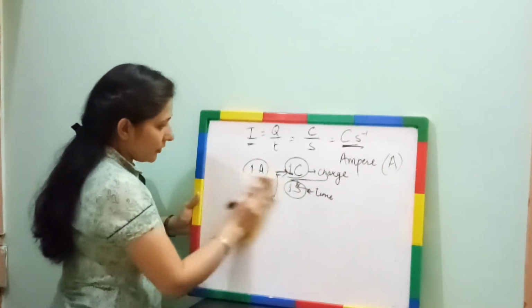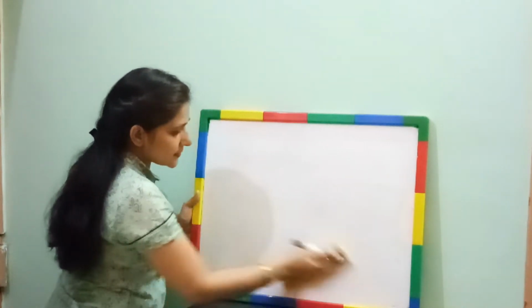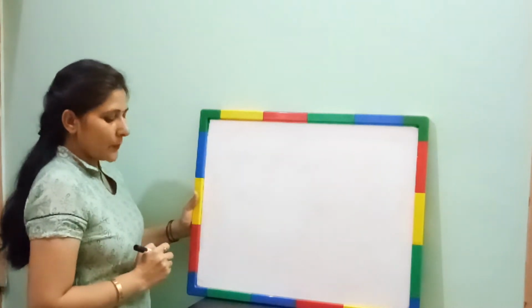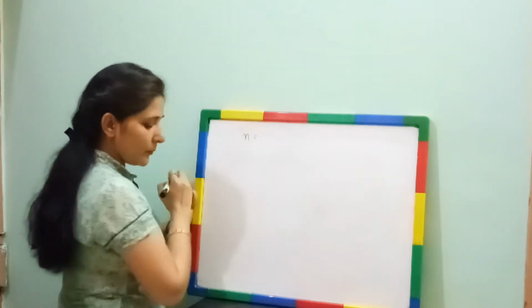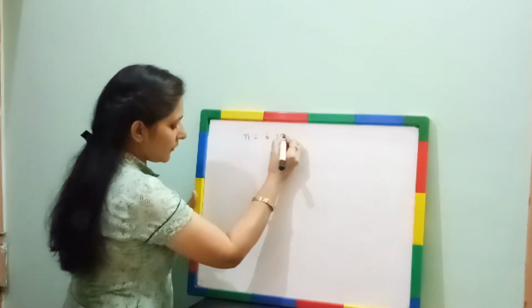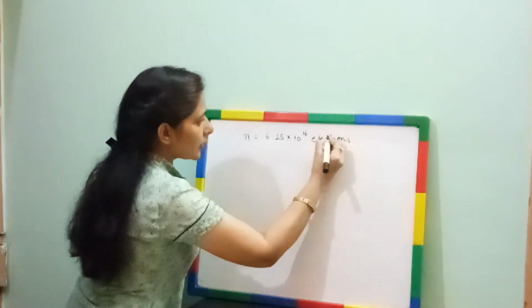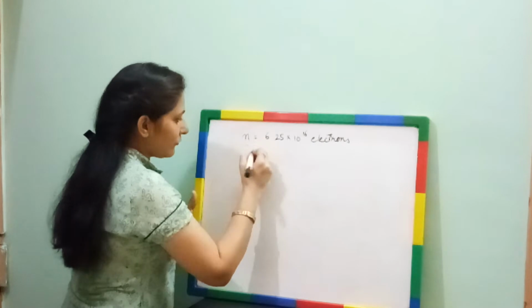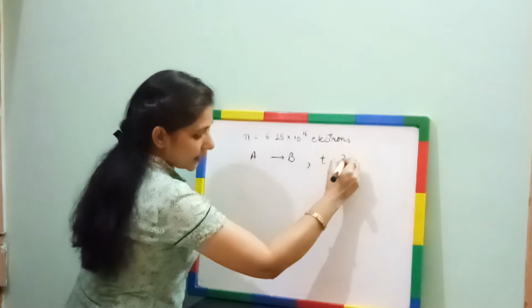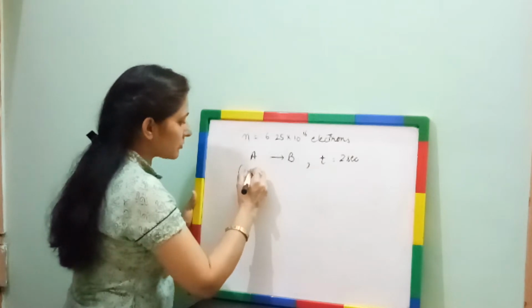Okay, now when we are talking about this complete formula, we can do 1 or 2 short numericals so that the concept will be clear to each one of you. Here I'll give you one example. Suppose N is the number of electrons flowing in a conductor, and N is given as 6.25 into 10 raised to the power 16 electrons. These electrons flow from A to B, and they take 2 seconds to flow from A to B. Now you need to find the current flowing through the conductor.